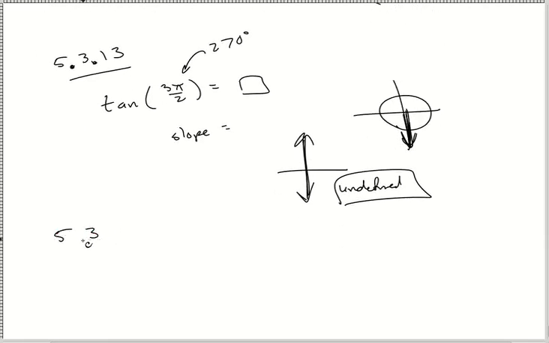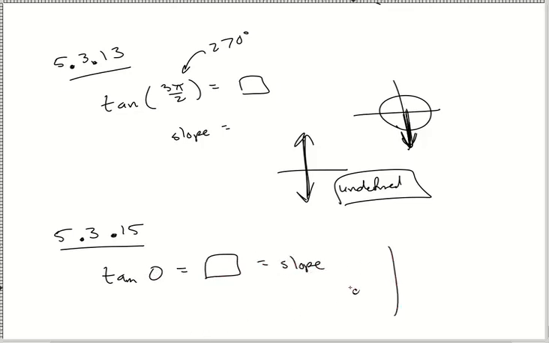Okay. 5, 3, 15. I've got tangent of 0 is equal to what? This is also pretty easy here. Again, I'm looking at my slope, but now at 0. 0 degrees is over here. 0 radians, 0 degrees, both the same. What's my slope of this flat line? It's 0 slope. There you go.